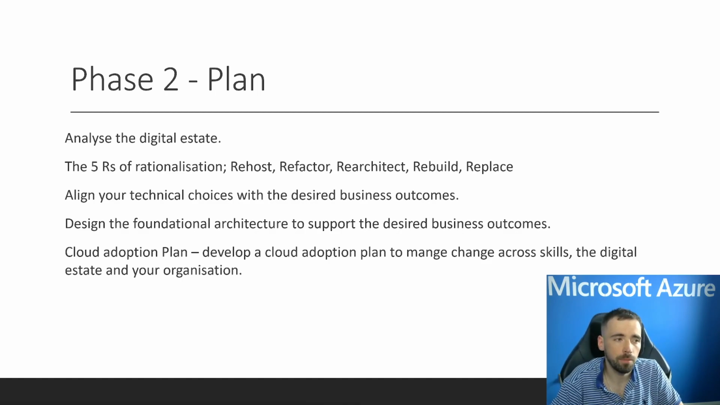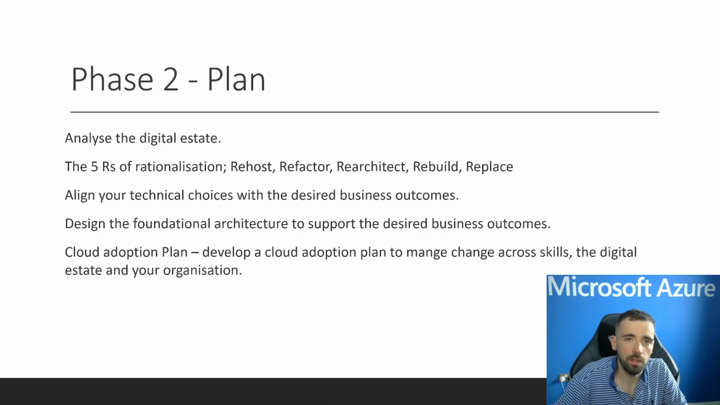We then have phase two, which is plan. And plan is around analysing the digital estate, looking at the current environment, VMs, servers, applications, hardware. That is our digital estate, and we need to get a picture of it. When we've got that, we can consider the 5 R's of rationalisation: rehost, refactor and re-architect, rebuild and replace. So these are 5 different approaches we can take towards an existing application and hosting it on the cloud.